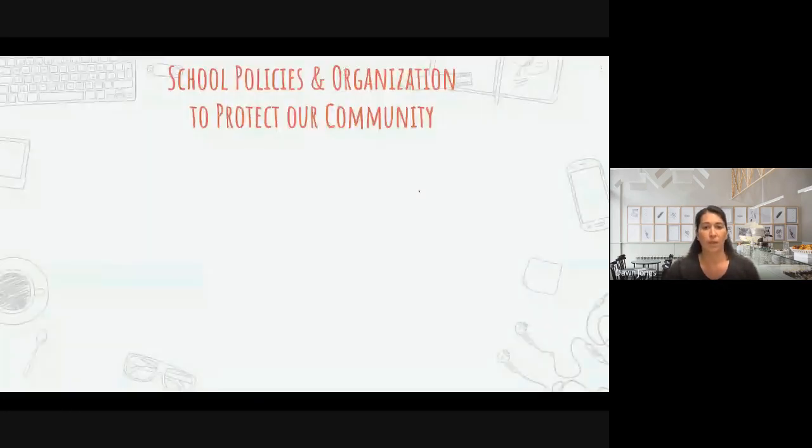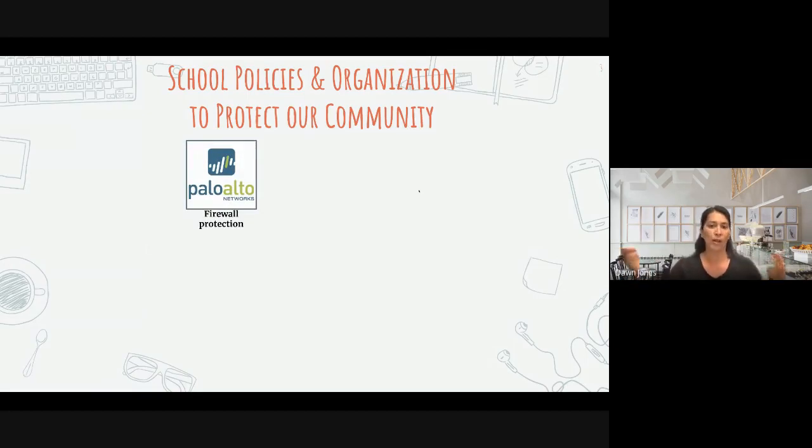School policies and organization to protect our community. Things we do here at school. We have different layers. The first layer is firewall protection. If you think about something like a brick wall, and information is coming in, there's always a layer before it gets to our system. We have monitors, we have alerts, and the IT team takes care of that.